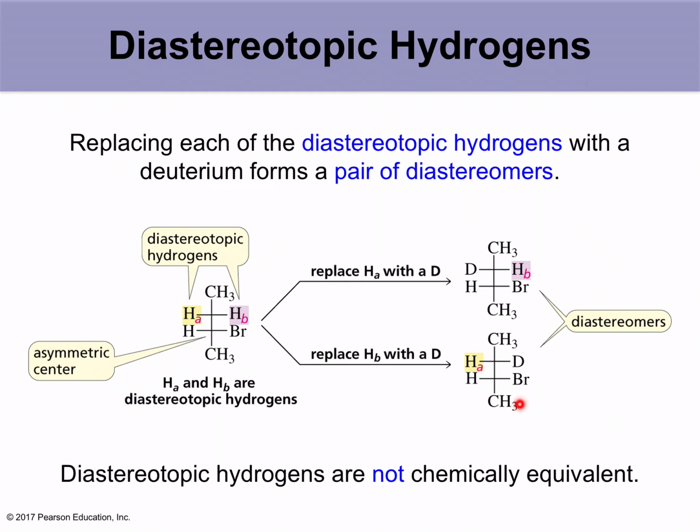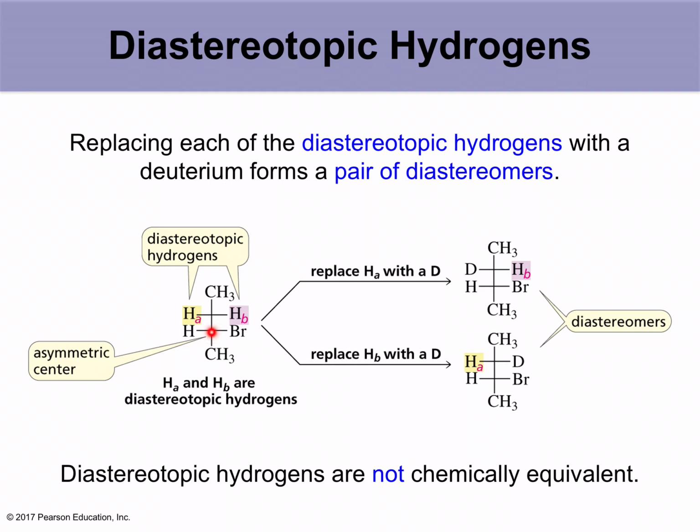There is a possibility, right? So this is one and this is the other one. Since it can generate diastereomers by replacing with the deuterium, we call these hydrogens diastereotopic hydrogens, and they are not chemically equivalent. So how do you find whether they are chemically equivalent or not? Look at the next carbon, the neighboring carbon.